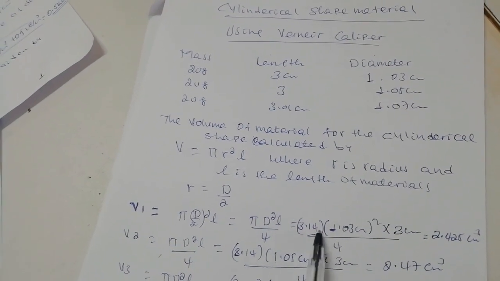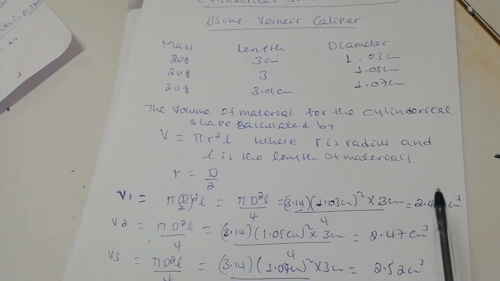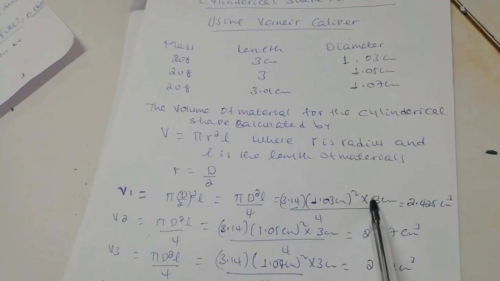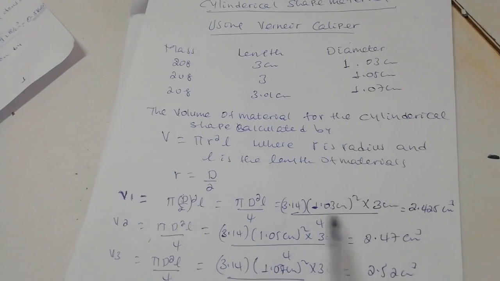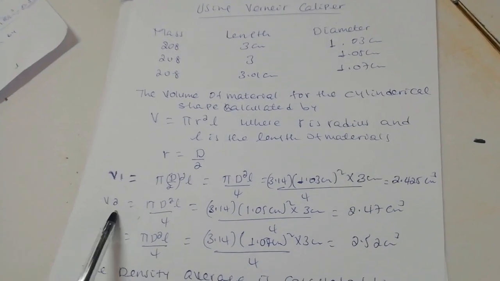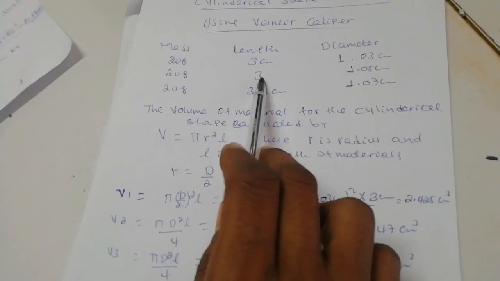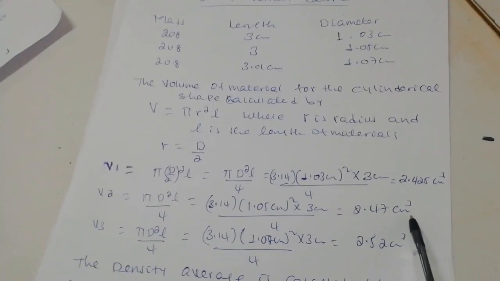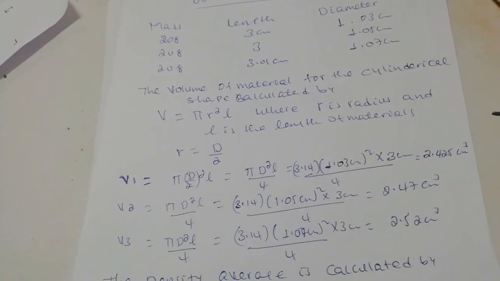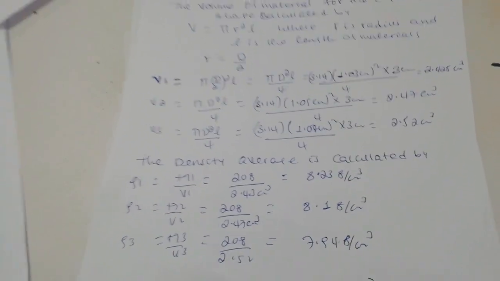Using this, when you substitute the measured values in the first trial, pi is 3.14, times d, here 1.03, the whole square, times L, the length, which is 3, divided by 4, we get 2.425 centimeter cube. The second measurement has the same unit. We substitute the values of the diameter and the length, and we get 2.47 centimeter cube. The third gives 2.52 centimeter cube. We have the same formula and the same steps; the difference is the length and the diameter of the measurements.